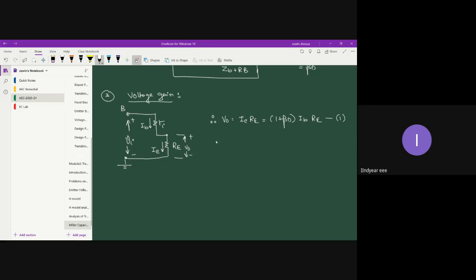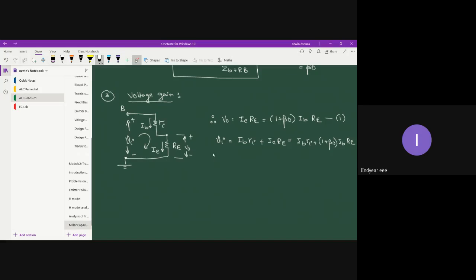Then on the input side, you can apply KVL. So what do you get? VI is equal to IB into RI plus IE into RE, which is equal to IB into RI plus IE, let's write it as 1 plus beta D times IB into RE.